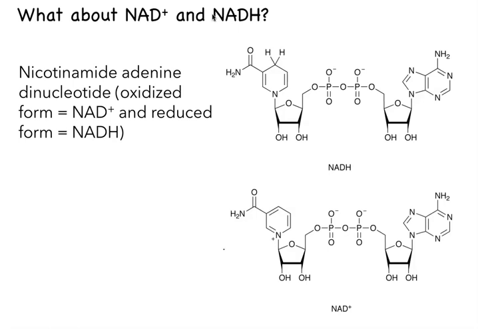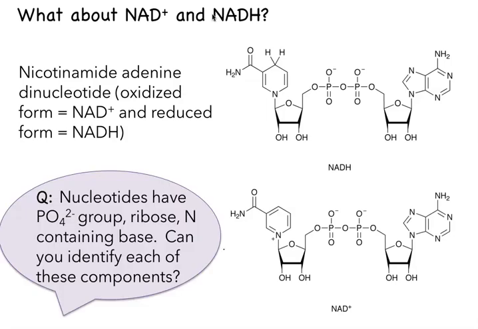NAD stands for nicotinamide adenine dinucleotide, and if it's in the oxidized form, we say it's NAD+, and if it's in the reduced form, we say NADH. And here are the structures. Well, this is a chance for another pop quiz. Nucleotides are made out of a phosphate group, a ribose, and then a nitrogen-containing base. Can you identify those components in NADH or NAD+? You should be able to.